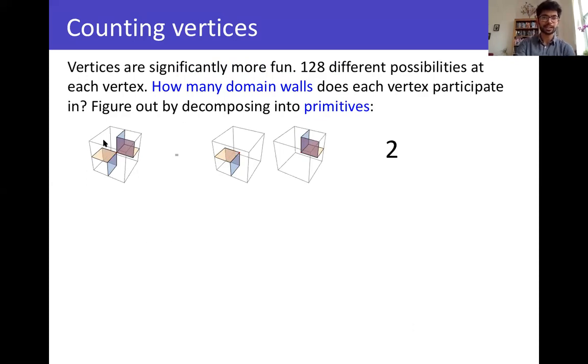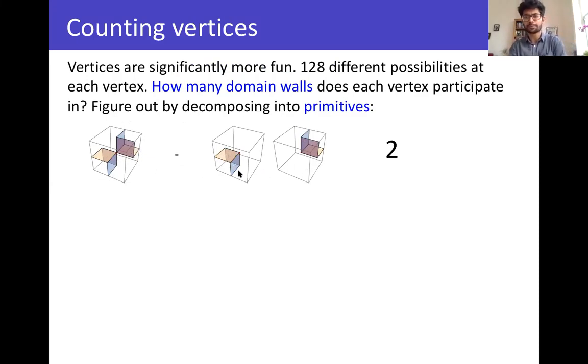So for example, here's a picture of a vertex. This is the sort of thing that can happen. It's clear that this involves two different domain walls that are just kissing at one point, right? So I should count this as two domain walls. The vertex number here is 2. Okay, so that's obvious.